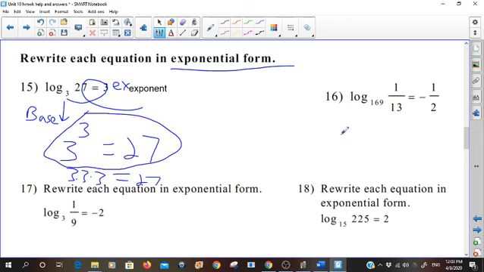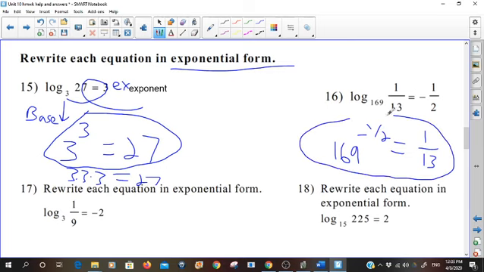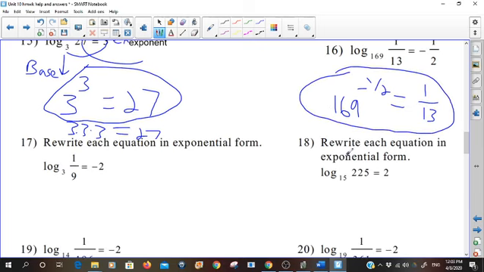So for number 16, we have a base of 169 to the exponent, which is the negative 1/2 power, is equal to 1 over 13. And that's true because the negative makes the 169 go to the bottom, and then the half means square root it, which is 13. Cool. Making sense? So these are rewriting it in exponential form.